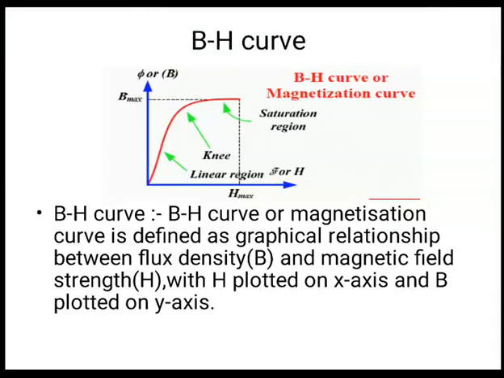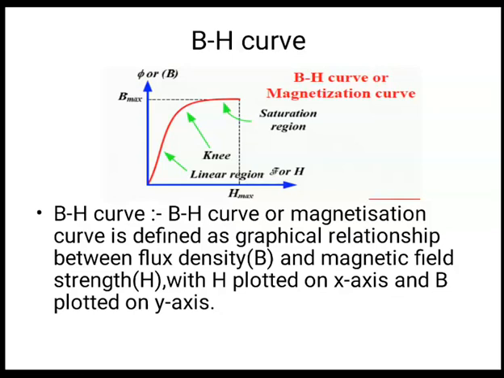Basically, we have seen that B is magnetic flux density, right? And what do you mean by H? H is nothing but magnetic field strength. We know what is magnetic field, so the strength of that field is nothing but magnetic field strength. Whenever we have to analyze the magnetic ability of any material, we analyze on the basis of the BH curve. The BH curve is nothing but a magnetization curve, and it is used to analyze the ability of a magnetic material.